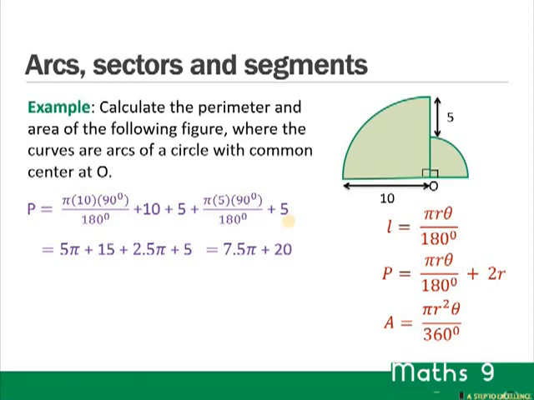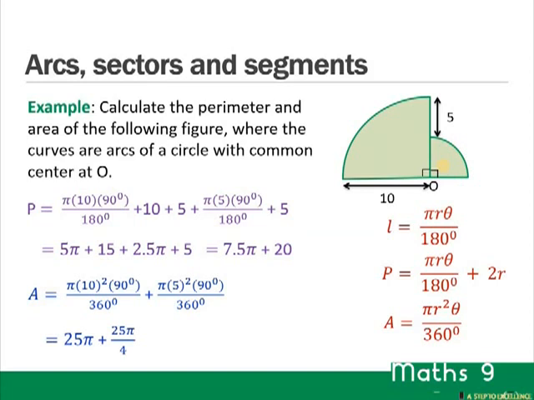And for the area, we want to find the area of this sector plus the area of this sector, which is pi times 10 squared times 90 over 360, plus pi times 5 squared times 90 over 360, which is 25 pi plus 25 pi over 4, which is 125 pi over 4.